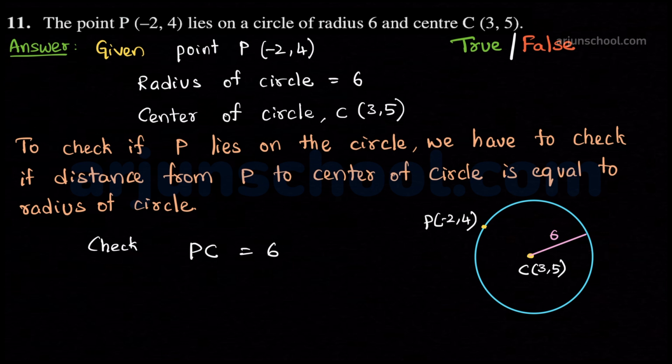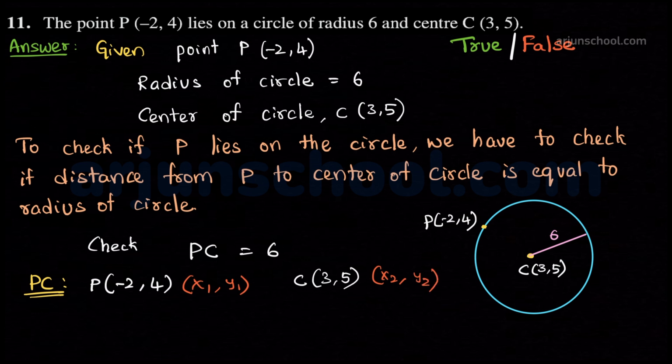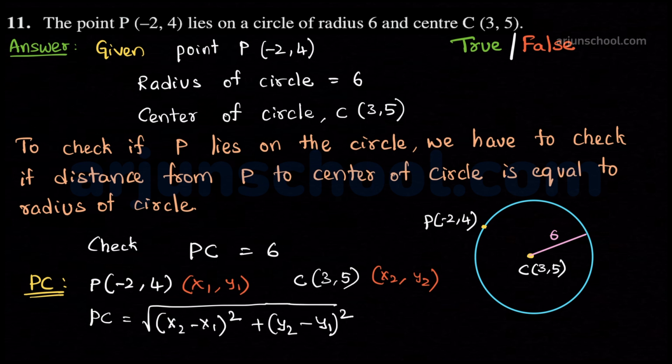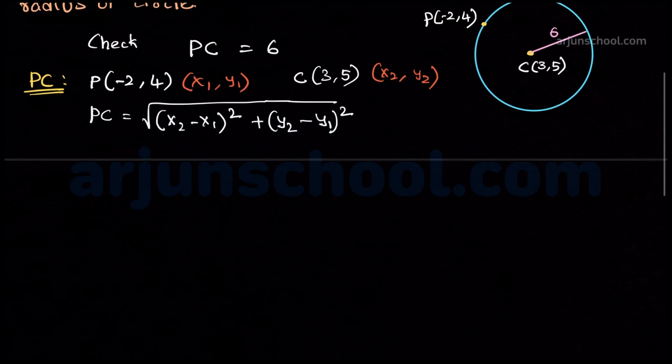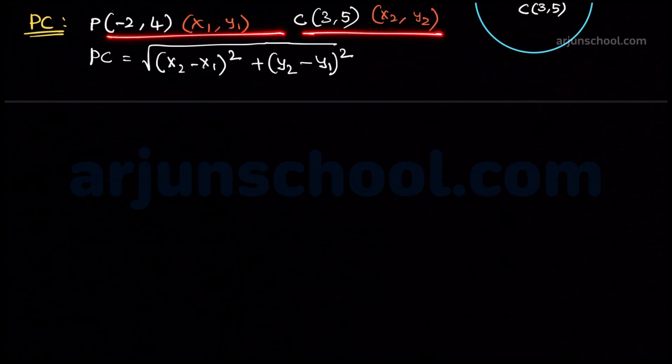First, let us find the distance PC, the distance from the point on the circle to the center of the circle. Let us consider P as (x1, y1) and the center of the circle as (x2, y2). And what is the formula to find the distance between these two points? Root over (x2 minus x1) whole square plus (y2 minus y1) whole square. Let us substitute the points P and C in the distance formula.